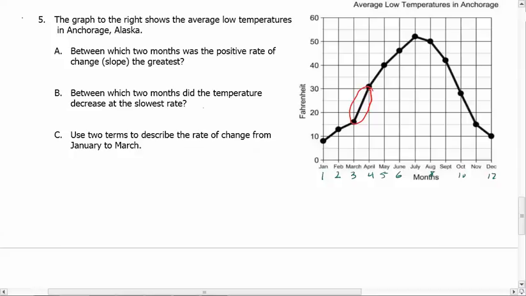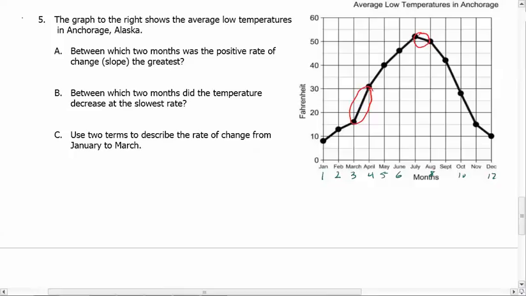Between which 2 months did the temperature decrease at the slowest rate? So now we're looking at the decreases. That's from July to December. So from July to December, it's going down. So when is it going down the least, at the slowest rate? All right, so let's consider each of these, and where is it the least steep? Well, probably one of these two, but when I look at it, I say, you know what, this is going from 15 to 10, and this one's going from about 52 to 50. So I'm going to say from July to August is the lowest decrease. All right, so that's the slowest rate of decrease. So July to August would be the answer to B.